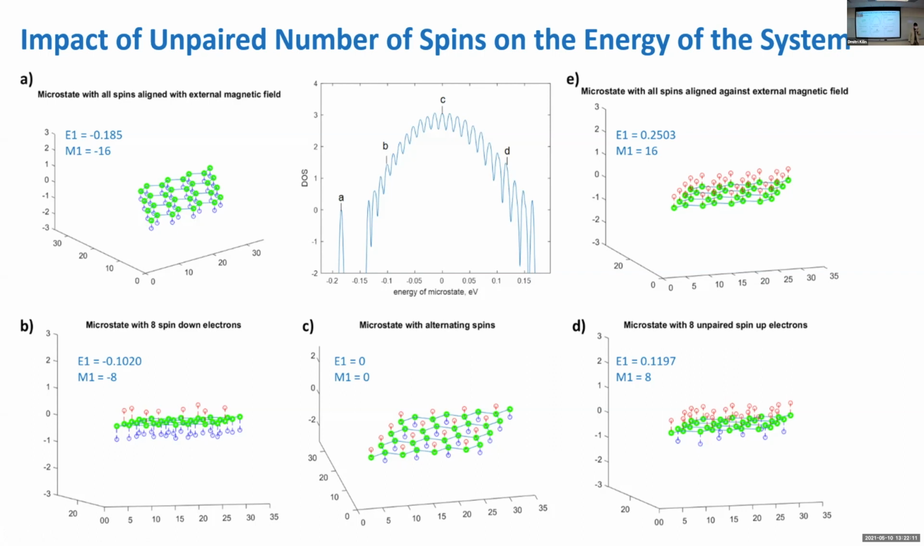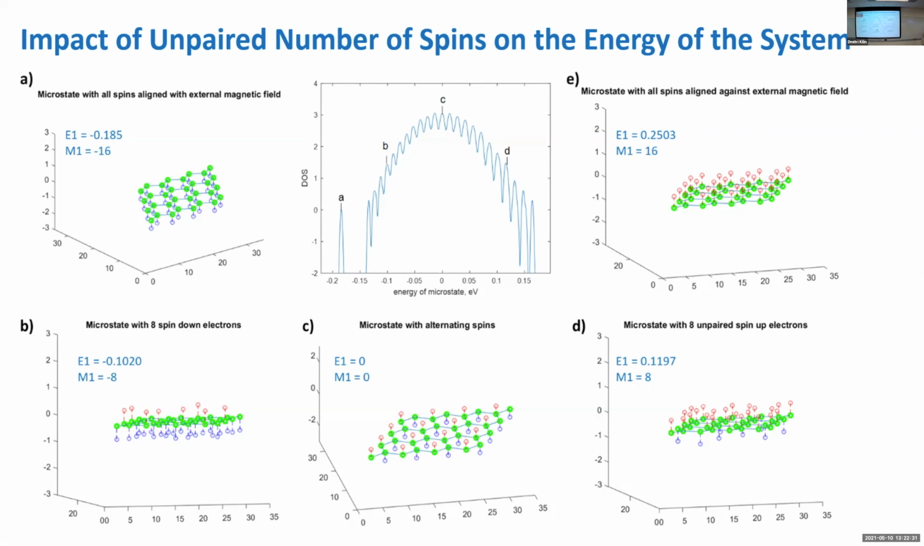Okay, and what if you just reverse the direction of the magnetic field? If you use minus B equals like minus 0.1 instead. Yeah, that would also affect it, because then it wouldn't be all aligned with the field anymore. Okay, yeah, good. Any more questions from online?